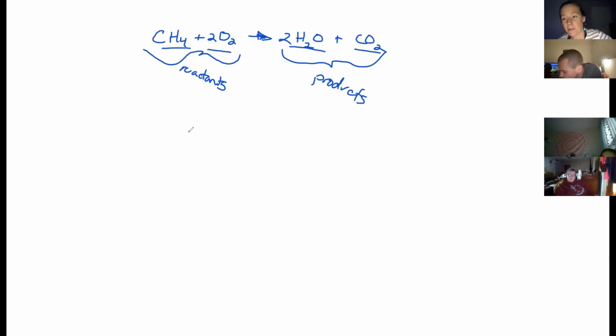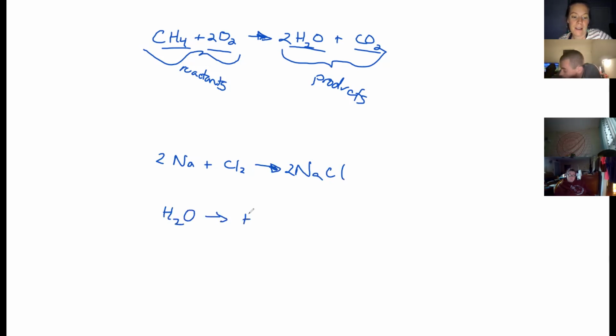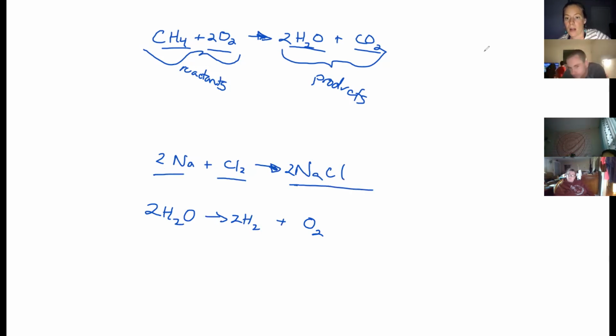There's so many different chemical reactions out there. I could have sodium combined with chlorine to produce sodium chloride. Balance that out. You can have the decomposition of water, H2O, breaks down to form hydrogen gas and oxygen gas. There's just so many of them, but just get in the habit of these are your reactants, this is your product.